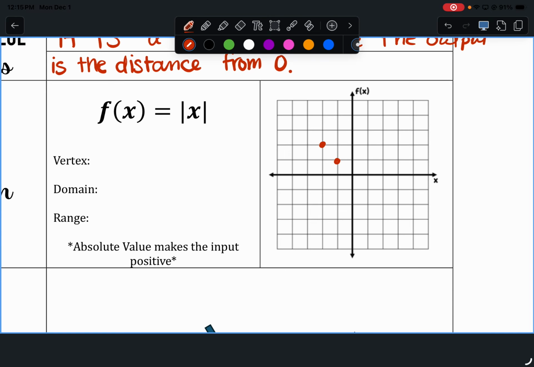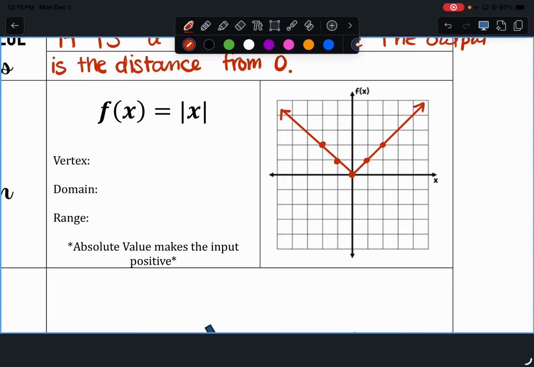What is the absolute value of 0? 0. So we're going to put a point at 0, 0. What is the absolute value of 1? 1. We're going to put a point at 1, 1. What's the absolute value of 2? 2. So we need to put a point at 2, 2. So this right here is our absolute value graph. It is a V, just like that.